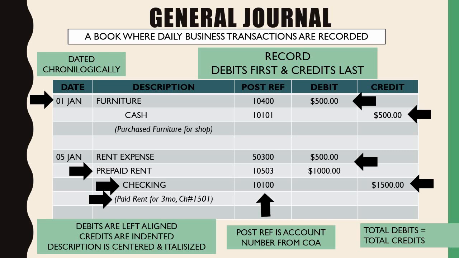Because oftentimes, you're not the only person looking at your books. You have the accountant looking at the books. You have the president looking at the books. Maybe the asset manager looks at the books, and they want to know what kind of furniture you even bought, where you bought it, and how you paid for it. So the more descriptive you are, the better the understanding of the transaction.